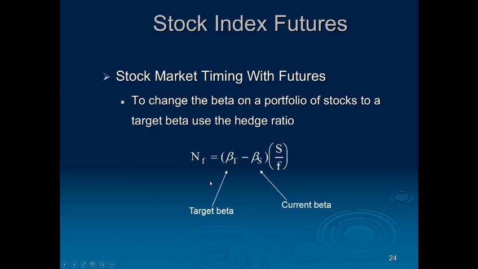So, in essence, if I want to increase my systematic risk exposure for my portfolio, what do I do? Do I go long or short on index futures? Long. If I want to reduce my systematic risk exposure in my portfolio, what do I do? Short. I go short. That's basically it.